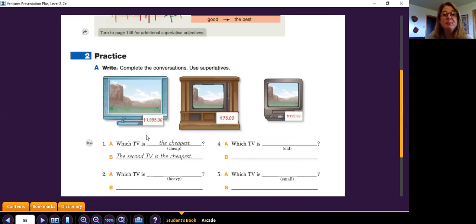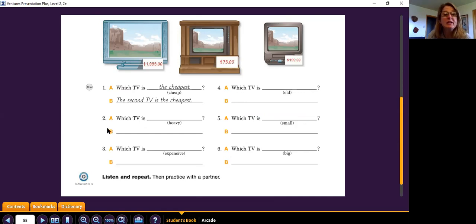Complete the conversations, use superlatives. So we've got a television here for $1,995. We've got a television here for $75. And we've got a television here for $199.99. All right, here we go. Read A with me. And the adjective is underneath. Which TV is the cheapest? The second TV is the cheapest. So we have our first, second, and third. All right. Let's do number 2. So your adjective is heavy. So you're going to say the heaviest. Which TV is the heaviest?